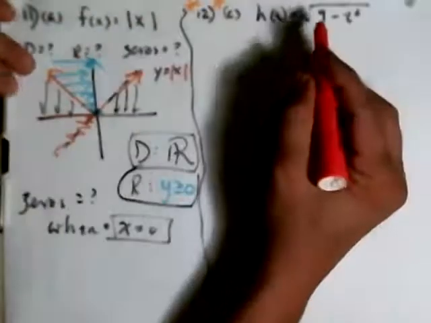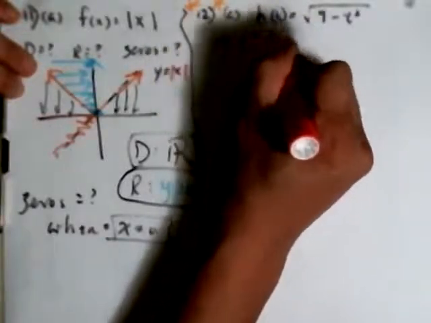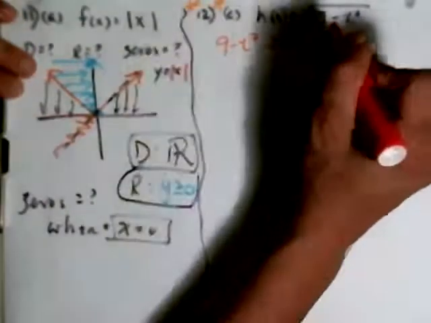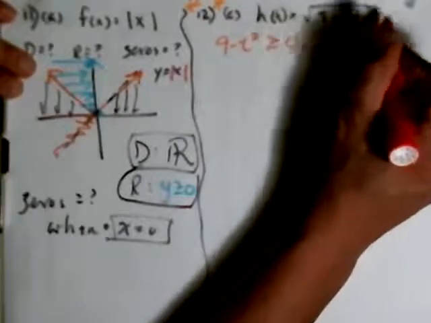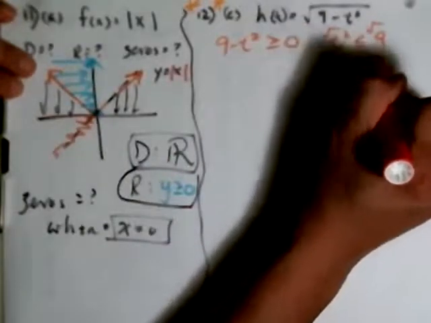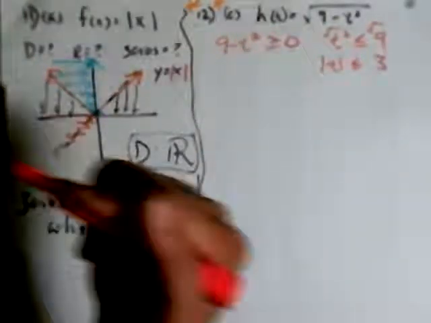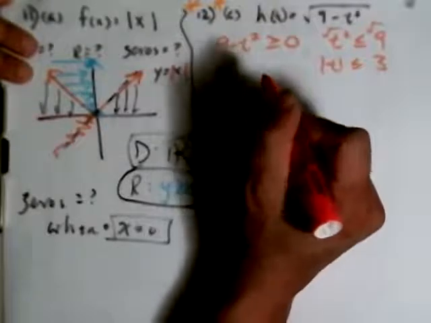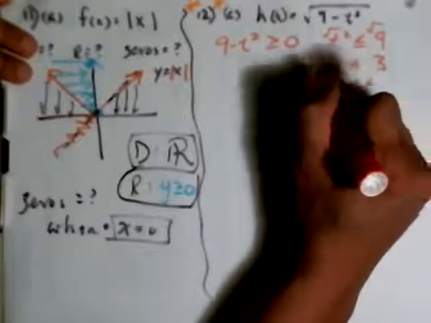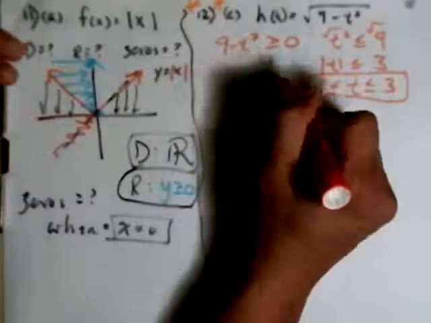First of all, as we said earlier from the previous example, we set the inside of that, 9 minus t squared, greater than or equal to 0. Move the t squared to the right side by adding t squared. T squared is less than or equal to 9. Take the square root of both sides now. And you get the absolute value of t is less than or equal to the square root of 9, which is 3. What does this mean? T is between -3 and 3. Got it? That's your domain.